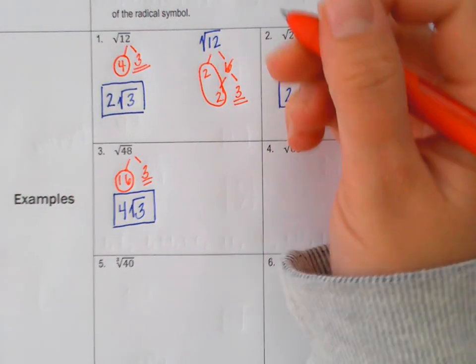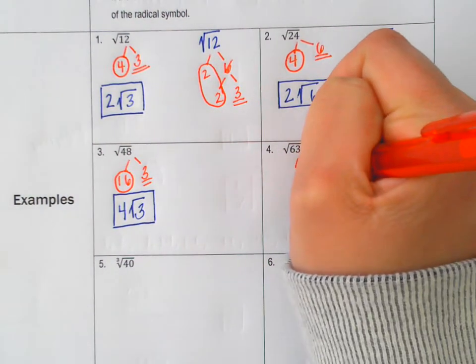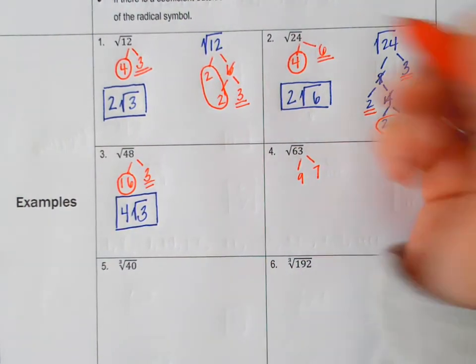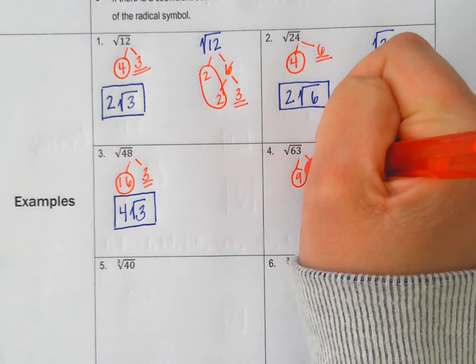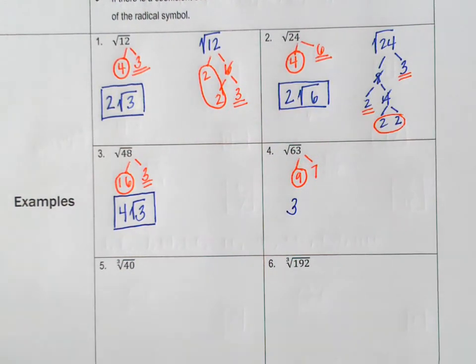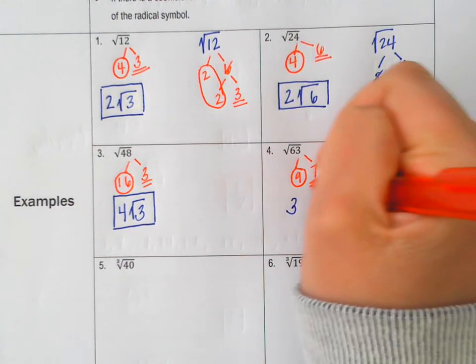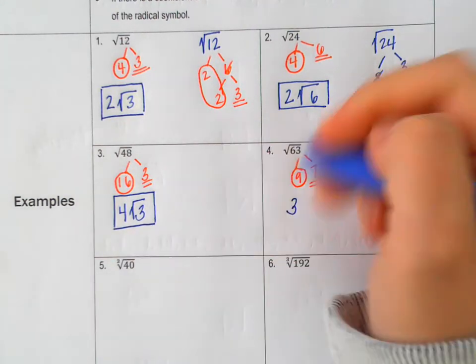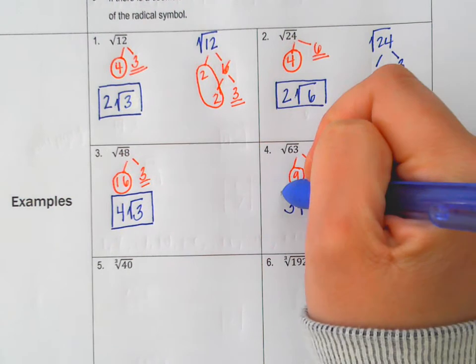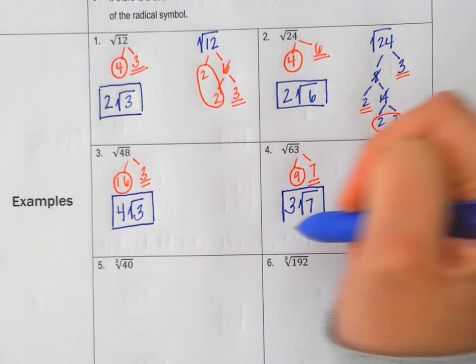Okay, so we know 63 breaks up into 9 and 7. And then we know, okay, well, what's the square root of 9? The square root of 9 is 3. And then we can't take the square root of 7. So that's my leftover, and that's what stays inside the radical. And that's my final answer.